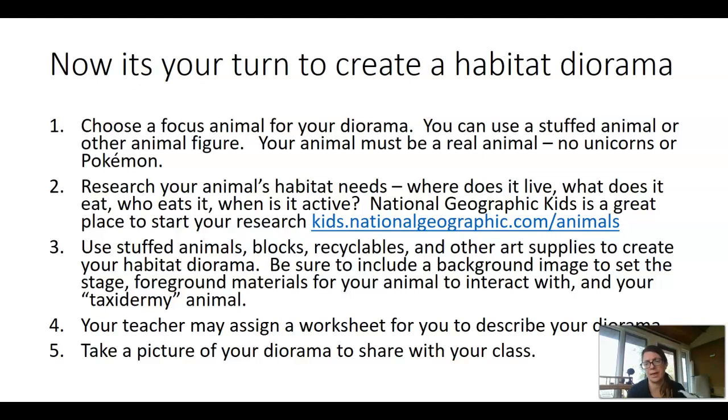Then you'll need to gather some supplies from your house. I'm sure you have plenty of things around that will help to create your habitat diorama. Your teacher may assign you a worksheet to make notes while you are creating your diorama. Don't forget to take a picture of your diorama when you're finished so that you can share it with the class.